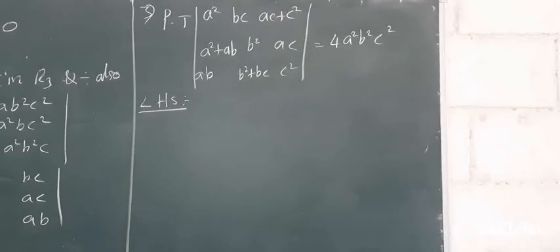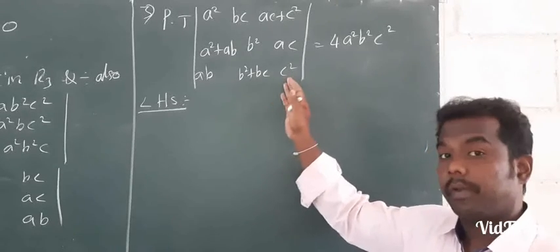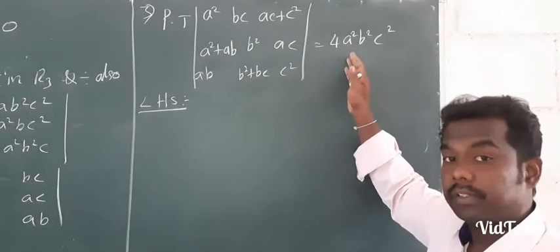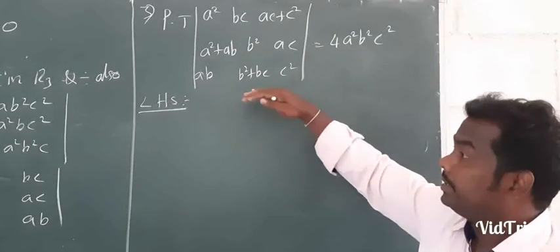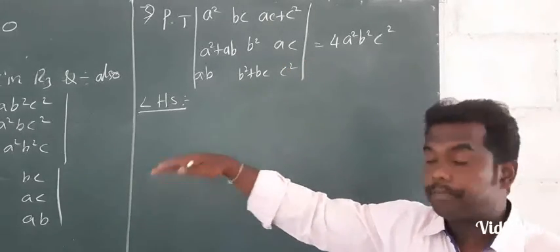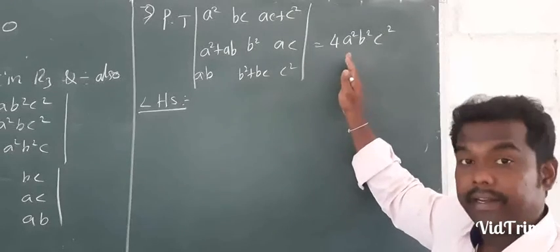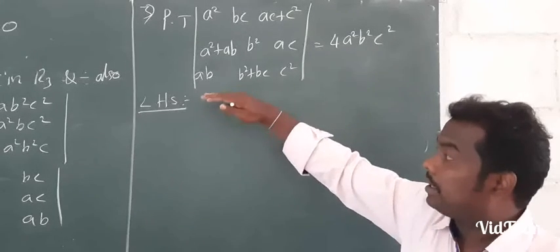Third question. Prove that the determinant with rows A square, BC, AC plus C square; A square plus AB, B square, AC; AB, B square plus BC, C square is equal to 4A square B square C square. This is not a determinant like the previous two sums. We directly take the left hand side and work to the right hand side. First we focus on the left hand side.